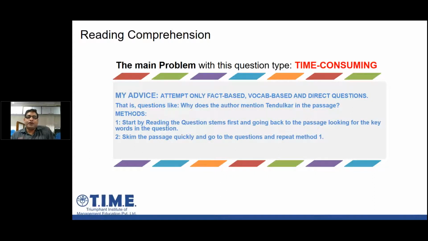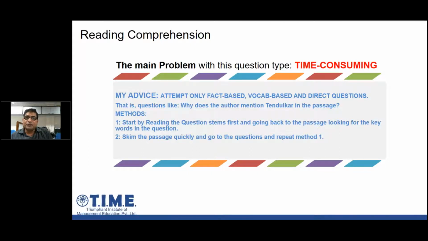Is it direct or indirect? Then select the direct ones, and identify some important words in that question. Using those words, go back to the passage and look for a place where those words or their synonyms are present. For instance, if the question, as you can see on the screen, says why does the author mention Tendulkar in the passage, the keyword here is Tendulkar. You simply go back to the passage looking for the word Tendulkar.